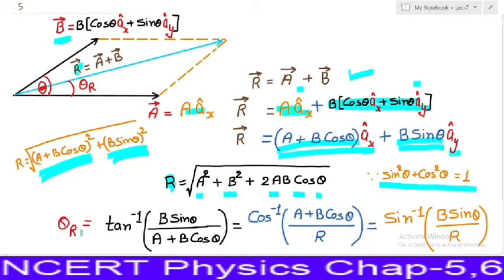Now if you want to find what is the angle of this vector r with positive x-axis, then that would be tan inverse, because tan of theta is equal to perpendicular upon base, and perpendicular corresponds to coefficient of ay cap and base corresponds to coefficient of ax cap. So angle of r will be equal to tan inverse of coefficient of ay cap, that is b sin of theta, divided by coefficient of ax cap, that is a plus b cos of theta.